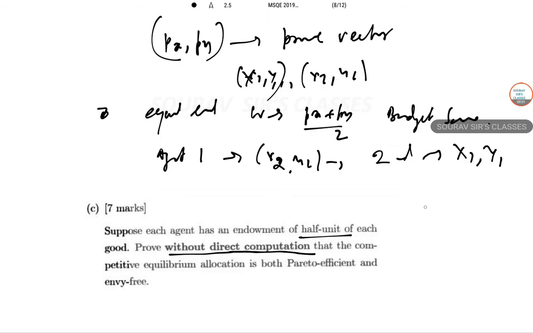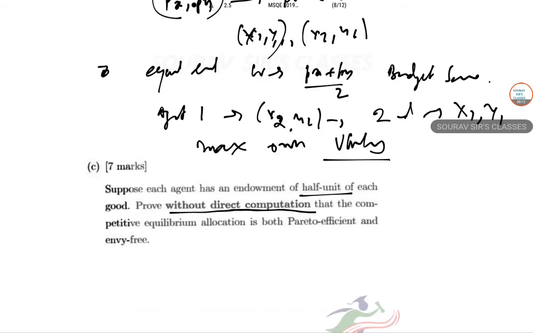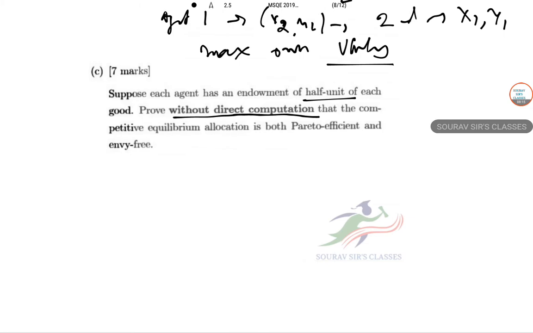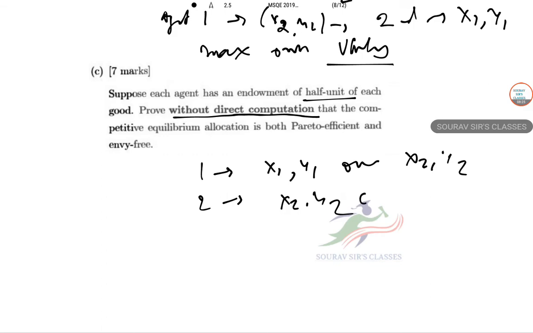Okay, so there is a cross. Since in the competitive equilibrium the agents choose the bundle that maximizes their own utility, it follows that agent 1 prefers (x1, y1) over (x2, y2), and agent 2 prefers (x2, y2) over (x1, y1). Thus the competitive equilibrium allocation will be envy-free.